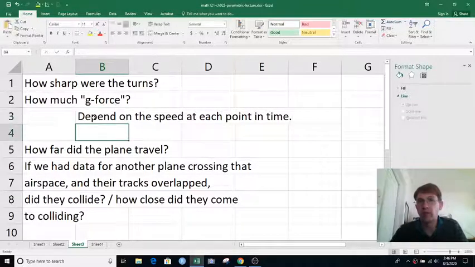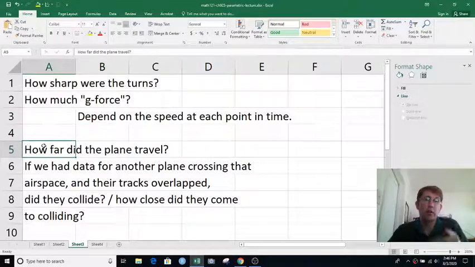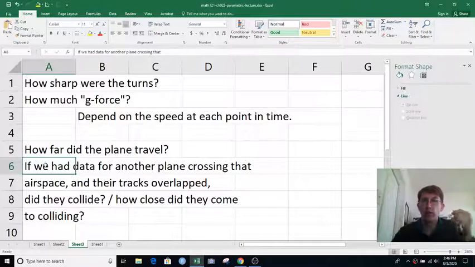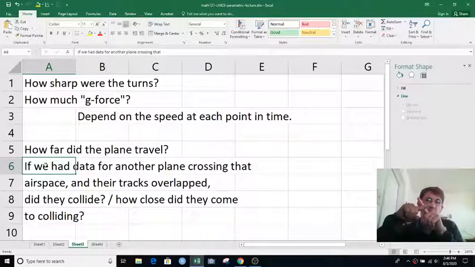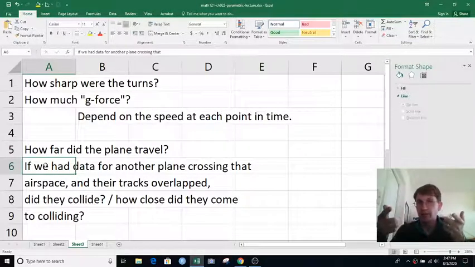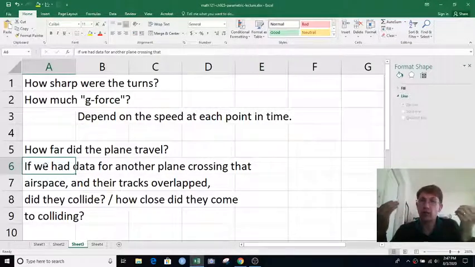So how do we determine that? We might also ask, how far did the plane travel? That's kind of like arc length. And if we had data for all the planes in that area and we saw 2 tracks overlap, does that mean those planes collided? Well, you know my sister survived, so probably not. But you could ask, how close did they come to colliding? And that's another thing we'll think about.